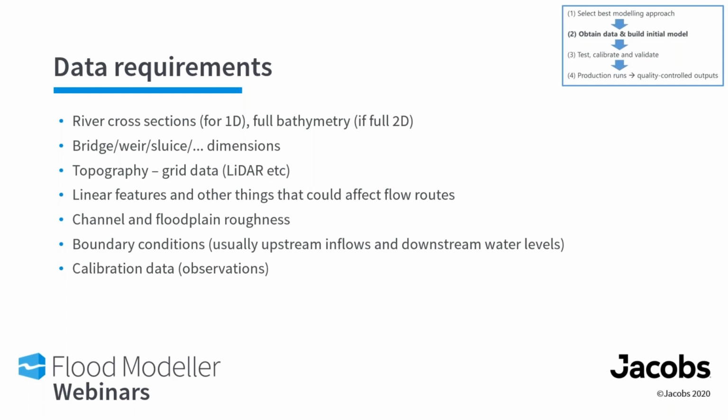We need to know how rough the channel and the floodplain is. So if there's a high roughness, then it's going to slow things down, higher depths. If it's a very smooth surface, you can have lower depths, faster flow, and it can vary. The roughness can vary both within the channel and around the floodplain. So we need to have some information on that. And usually we can use land coverage information or photographs to help with that.